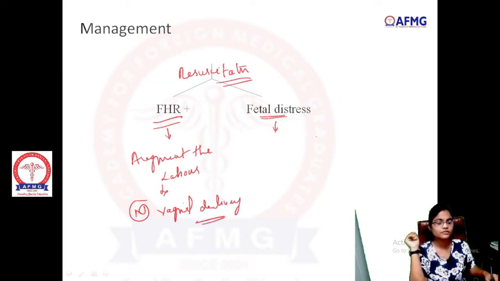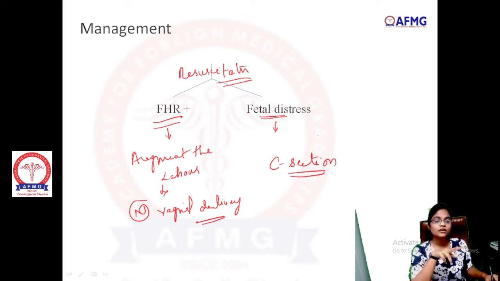For example, if there is a fetal distress, then what will you do? You will go for cesarean section. So how would you decide? For example, if you can feel everything and everything is normal, like fetal heart rate, fetal movements are palpable, then easily you can augment the labor with the normal vaginal delivery. Or if fetal distress is there, you can go with the C-section.